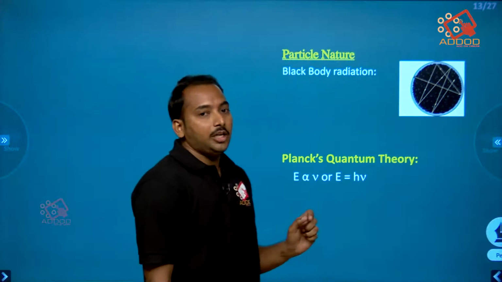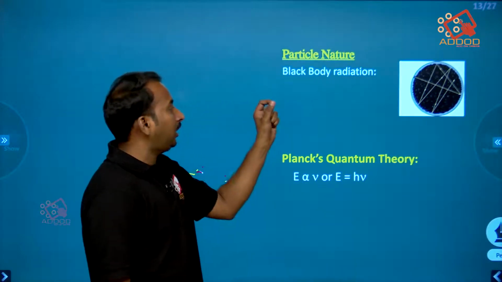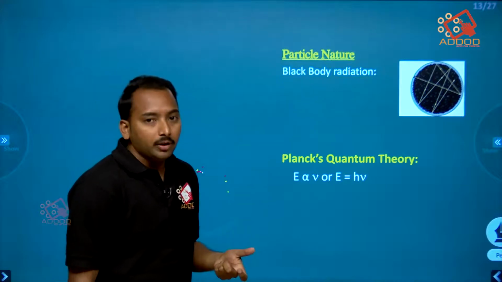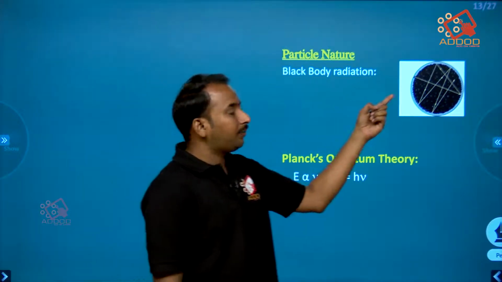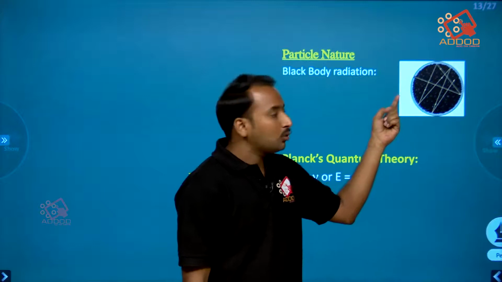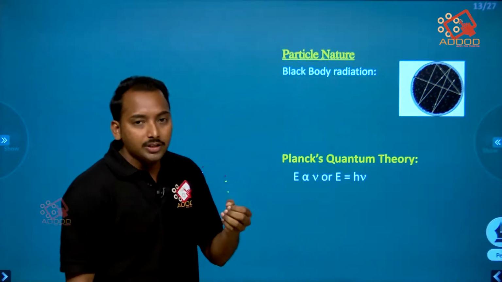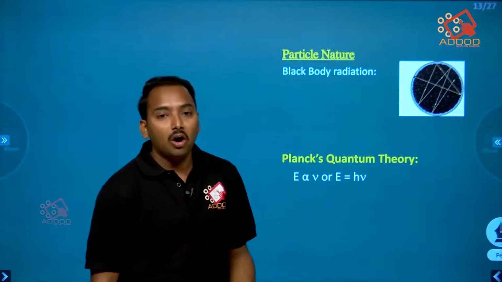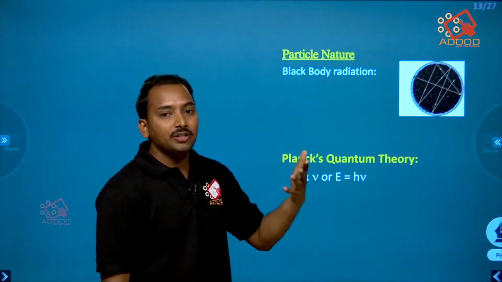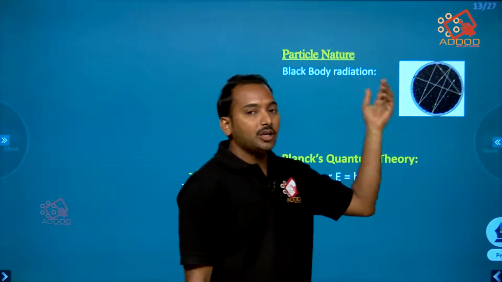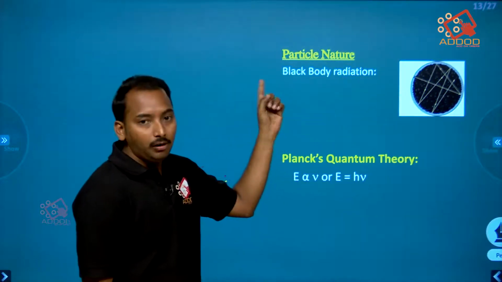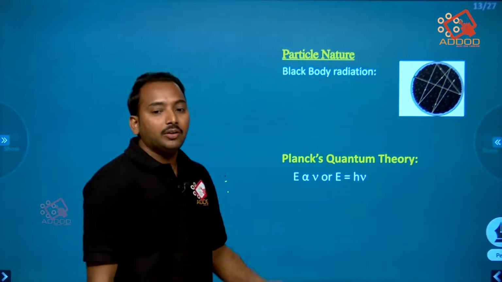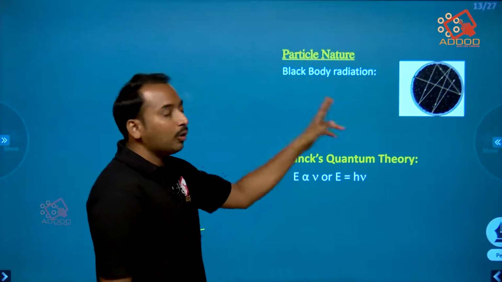Next, particle nature. In particle nature, black body radiation. What is meant by a black body? A black body is a perfect emitter and absorber. The definition of a black body is a body which absorbs all types of radiation in all conditions. When the black body is kept at high temperature, the emitted radiation is called black body radiation.